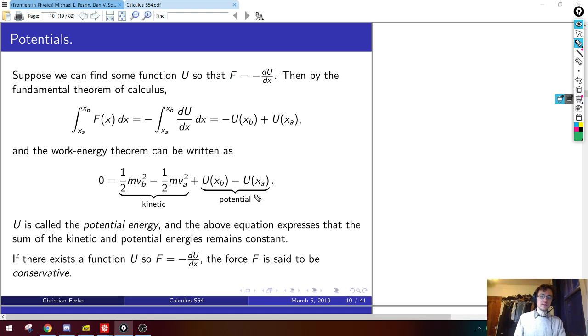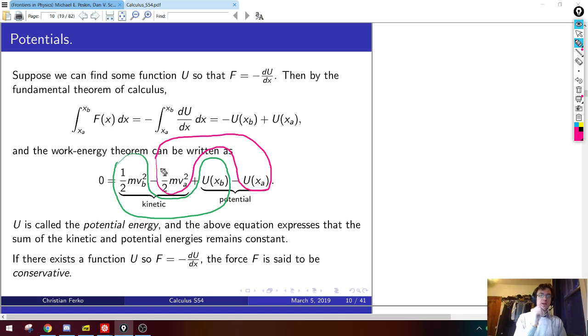What do I mean by conservation? I mean, this is telling you that there's a particular sum of two quantities. You add up the kinetic energy and the potential energy at B, and that has to be equal to the sum of the same two quantities, the kinetic energy and the potential energy at A. In other words, the sum of the kinetic and potential energies always stays the same. Between any points A and B, the sum of kinetic and potential is unchanged. So when something is unchanged in physics, we say that it's conserved, or a conservation law.